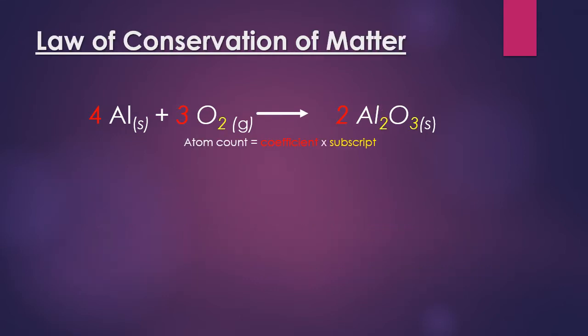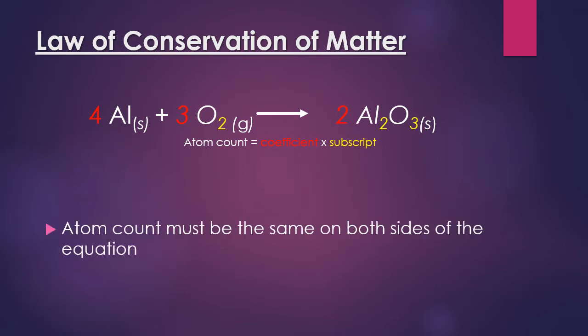Let's look a little more at these coefficients that I mentioned previously. They are now in red. Those coefficients help us make sure that there are the same atom counts on both sides of the equation. Why do we need the same atom count on both sides? Because of the law of conservation of matter. The law says that the atom count must be the same on both sides. Energy cannot be created or destroyed. Well, neither can atoms. Whatever I put in the flask, I need that same amount of stuff coming out of the flask. That's what the atom count is saying here.